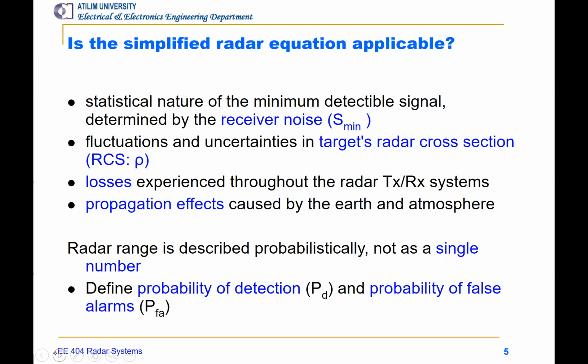And can we use the previous radar range equation for practical designs? Actually, this is not possible. It was, as we said earlier, a very simple form of the radar range equation. We have to consider many other parameters, for example, RCS, radar cross-section. It's not a constant number. It fluctuates, and it's highly dependent on the aspect angle, frequency, and some other parameters. We have to think about losses at the receiver and transmitter.